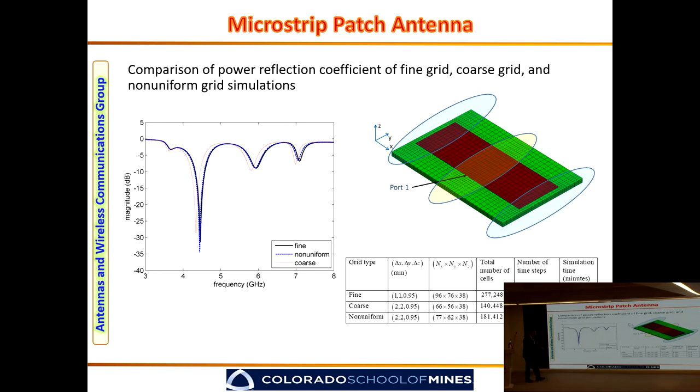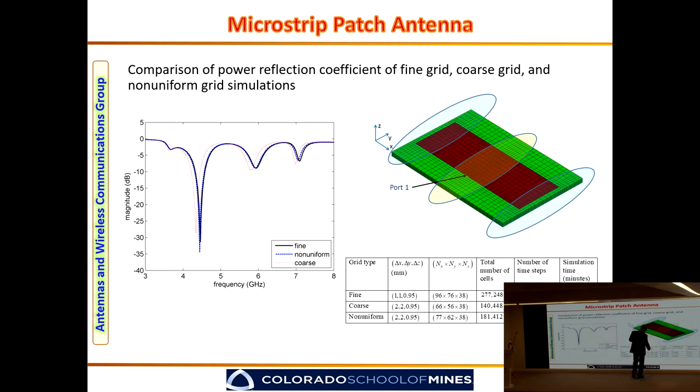And you can see that the non-uniform grid, in terms of simulation time, is about 20, I think, yeah, 20 minutes. If you use fine grid, it's 33 minutes. If you use coarse grid, it's 10 minutes. But the coarse grid is not going to give you accurate results. So basically, from 33 to 19 minutes, that's a good saving in time.